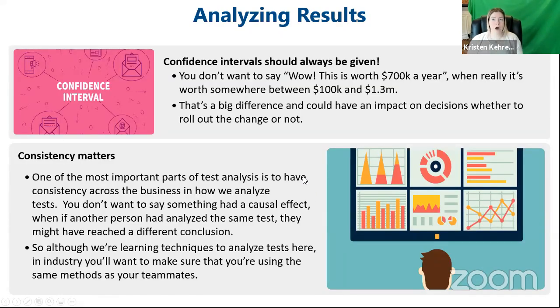Okay, and so we talked about confidence intervals last week. We obviously want to be giving confidence intervals with our testing results, because if you come out and you say, wow, this is worth $700,000 a year, when in reality it's only worth $100,000 to $1.3 million, that could have a big impact on whether or not the business is going to put in the developer resources to build that product or actually roll it out, because there are costs typically associated with making strategic decisions, right? You have to put man hours behind it and bring it to fruition.